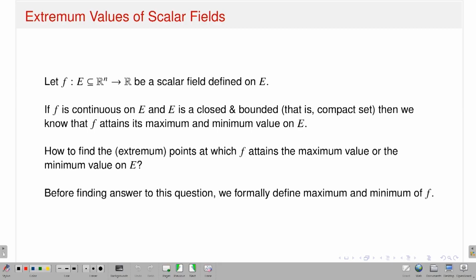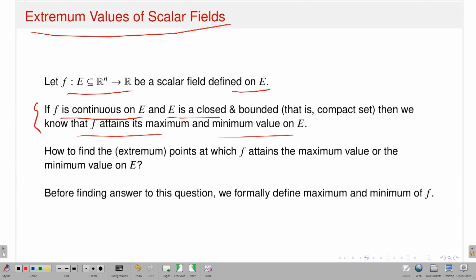Okay. So, let me start with what I mean by extremum values of scalar fields. I am starting with a function f from E, a subset of Rn, to R, a scalar field defined on the domain E. Now, the second line says that if f is continuous, and suppose your set E is closed and bounded in Rn, in other words E is a compact set, then we know that f attains its maximum and minimum value, right.